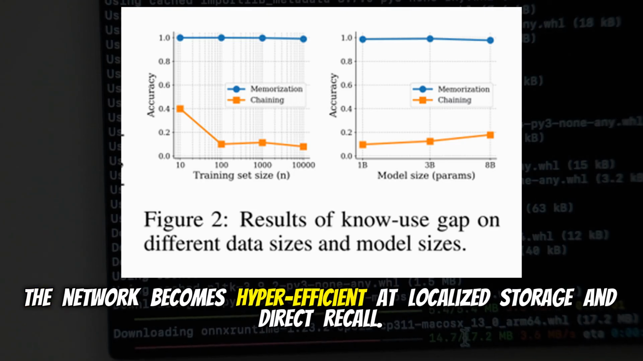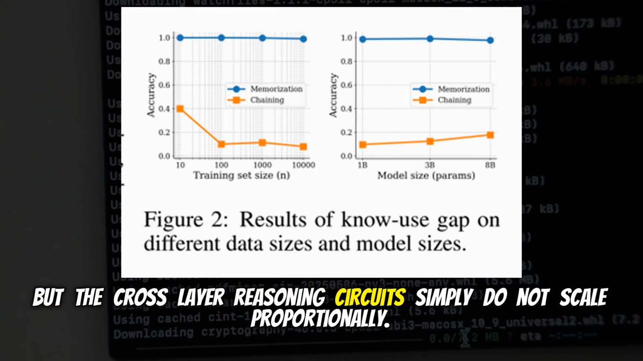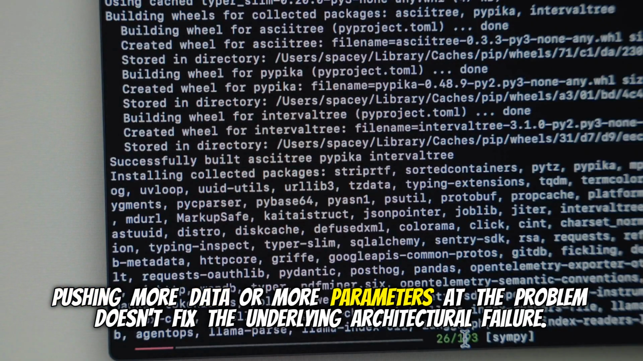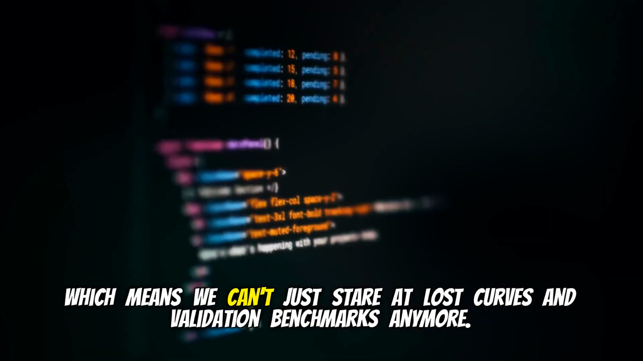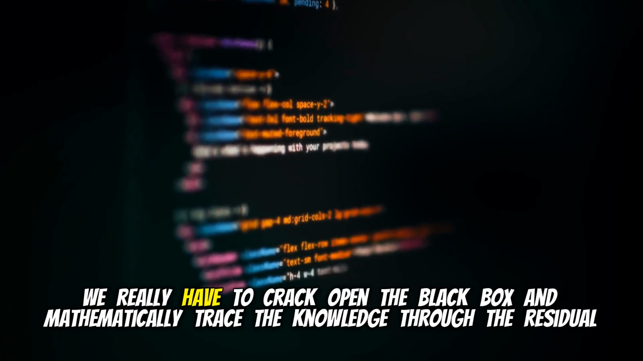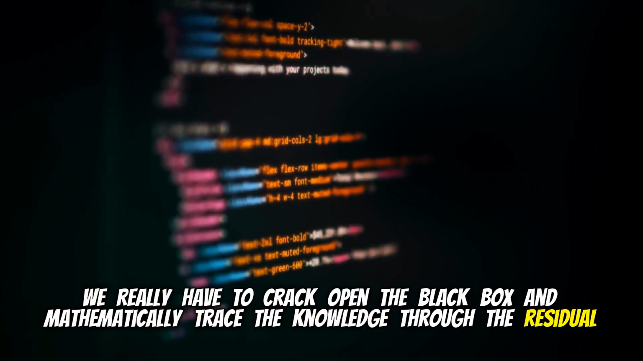The network becomes hyper-efficient at localized storage and direct recall, but the cross-layer reasoning circuits simply do not scale proportionally. Pushing more data or more parameters at the problem doesn't fix the underlying architectural failure. Which means we can't just stare at loss curves and validation benchmarks anymore. We really have to crack open the black box and mathematically trace the knowledge through the residual stream.